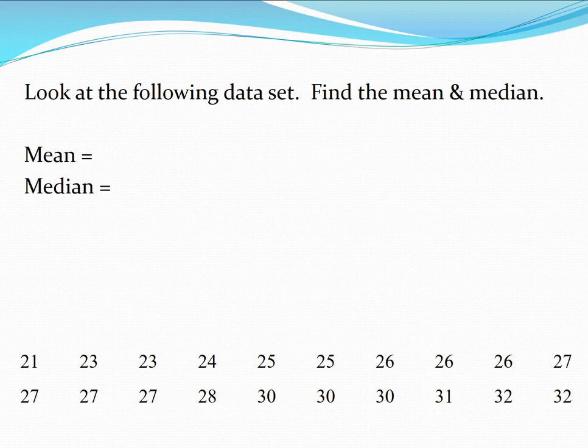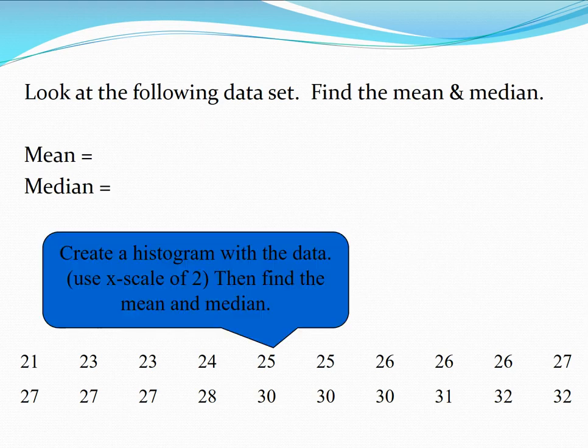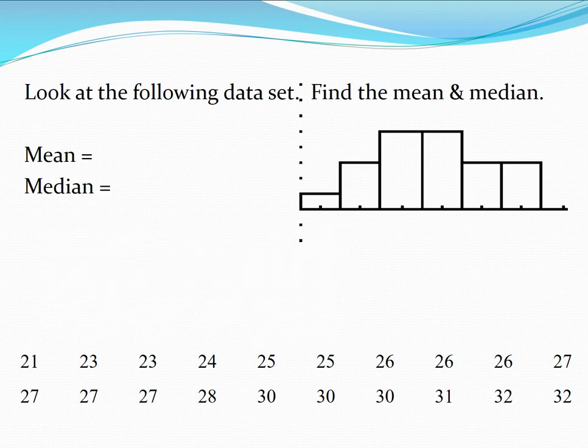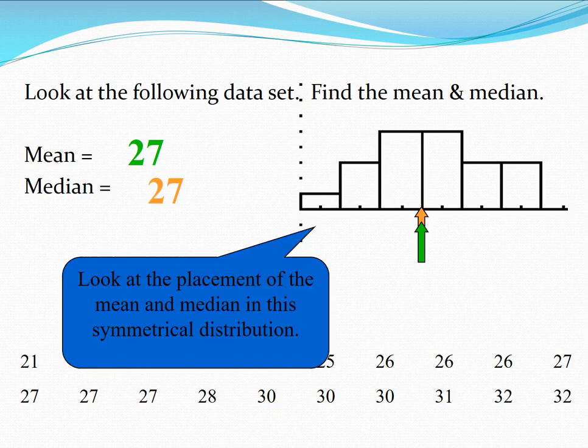Let's look at the following data set. This is a bigger data set. We want to find the mean and the median. So we're going to create a histogram, and we want to find the mean and the median. So here's our histogram. They are in order. So the median is right in the middle. It's going to be 27. And the mean is also 27. I added them all up and I divided by, how many are there? 2, 4, 6, 8, 10. There's 20 of them. So I did that for you.